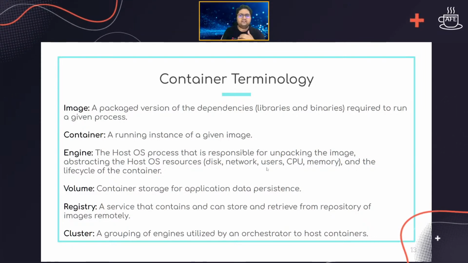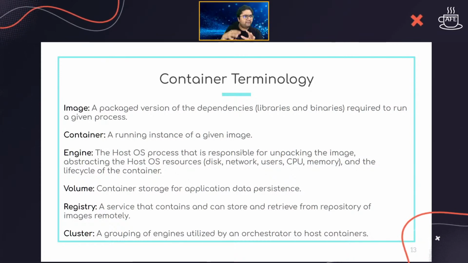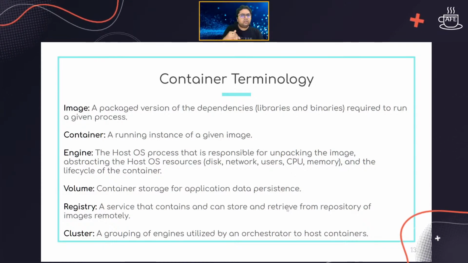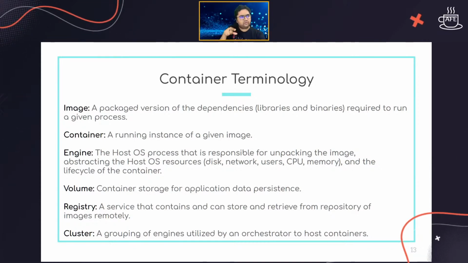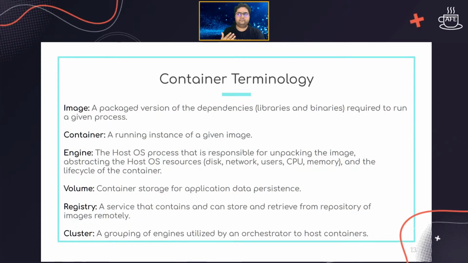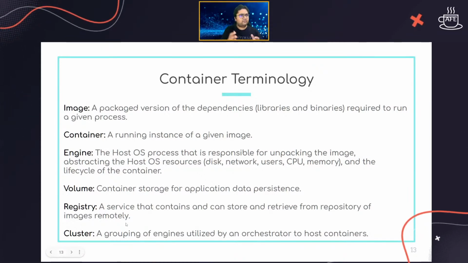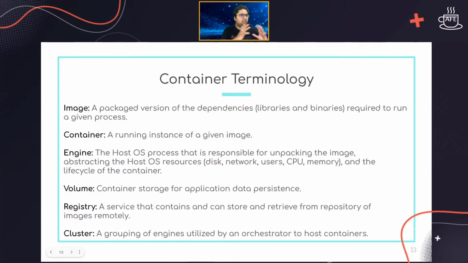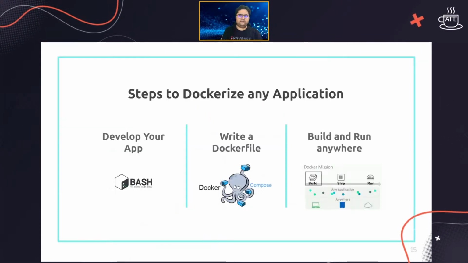Engine simply implies the host OS process that is responsible for unpacking and all that, and this is provided by Docker or any other runtime. There's a lot of other Docker container ecosystem. Volume is the storage that is used by the container image, and again, I'll show this live in the example. Registry is a service that contains and stores the images. Think of it as your Play Store or App Store for containers. And cluster is more of an advanced thing where you have multiple containers working in unison, right? So that's what a container is.